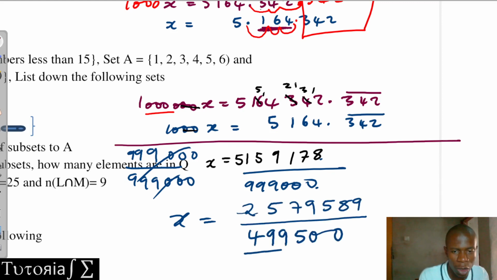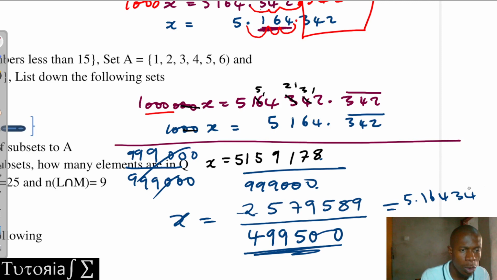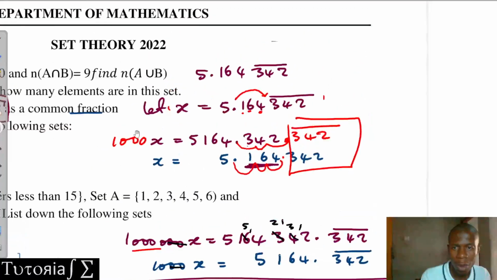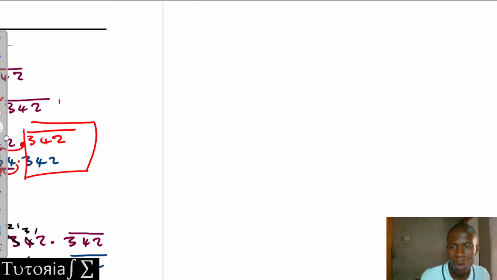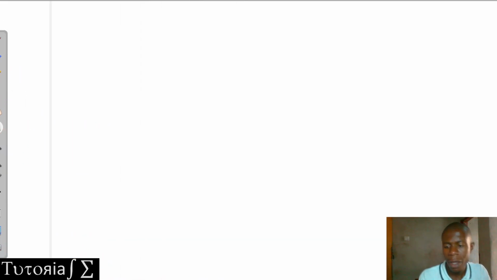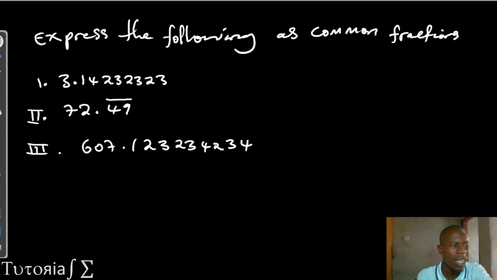So this is a fraction. So when you punch this on your calculator, you're going to get the same number that we had, which was 5.164, then 342 repeating. Okay, so that is basically how you do that. So if you have any questions, you can ask, then we'll see how we'll solve. So meanwhile, you can try to work out these here. Right, so just these simple questions.